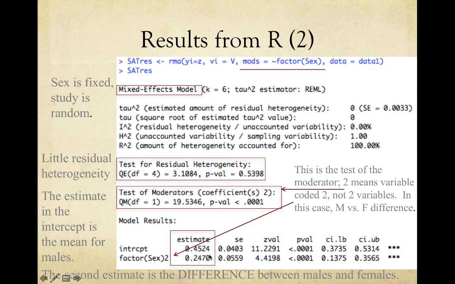So if you want to know the significance of the moderator, that's the difference between the two. That's right here. Okay, and notice the way I did that. I said factor sex, and that's what you get when you do that. All right. So the second estimate is the difference between the males and females in the mean effect size.